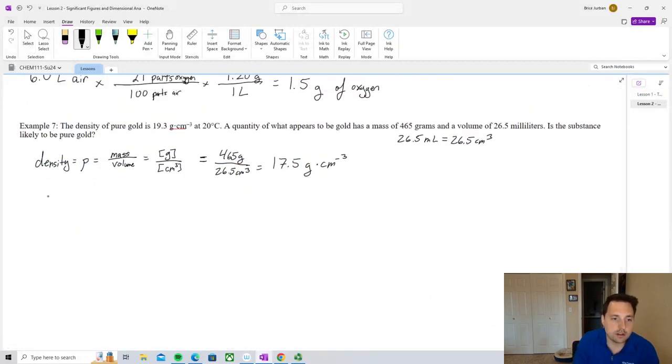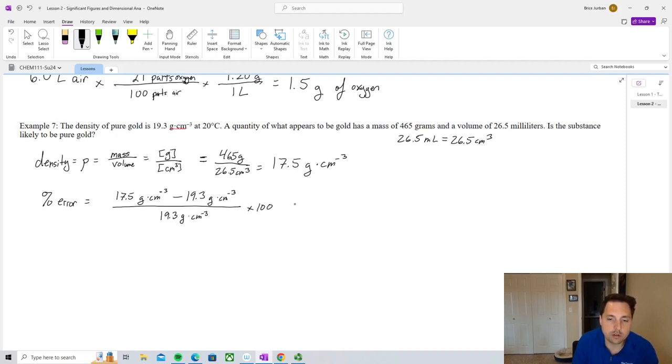So the percent error for this experiment is equal to the experimental value, which is the value we just calculated, 17.5 grams per cubic centimeter. We can subtract the true value, 19.3, and then we can divide by the true value and multiply it by 100.